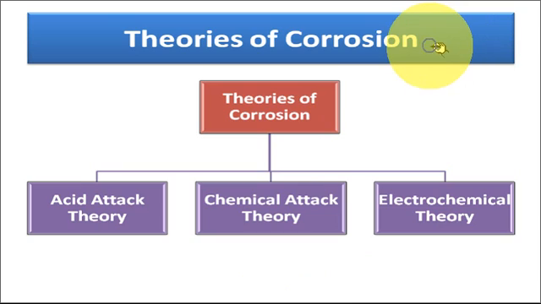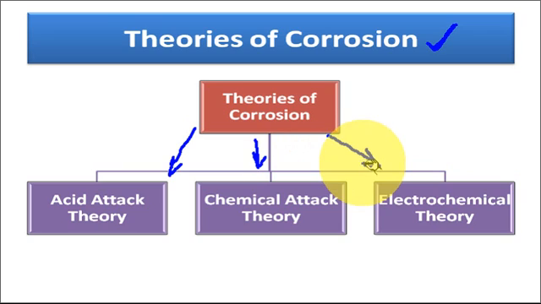Now coming towards the next topic, that is theories of corrosion. What is the meaning of theories of corrosion? It means the explanation of why corrosion takes place is given by three kinds of mechanisms. These are called the theories of corrosion. So these theories are the acid attack theory, the chemical attack theory, and the electrochemical theory.